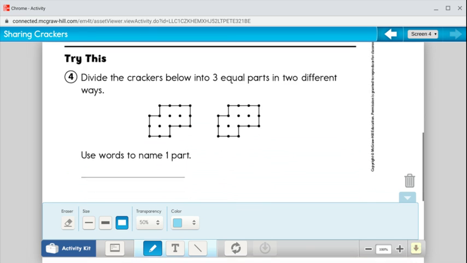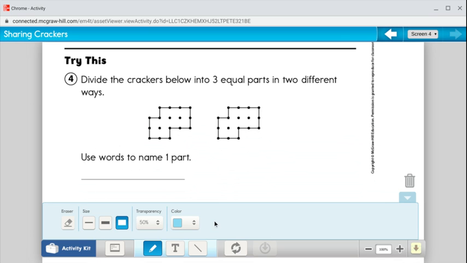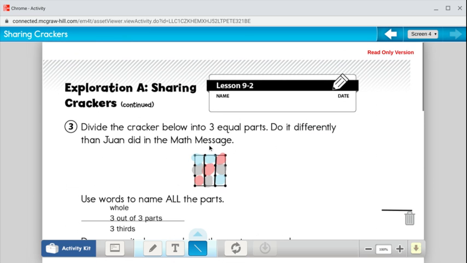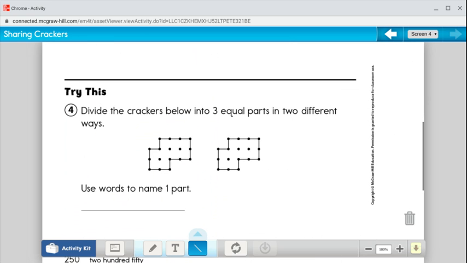All right. And this one down here is our last one. This is a try this. We're going to divide these crackers below into 3 equal parts, but in 2 different ways. All right. Let's see. First step, let's count all of the little squares on the inside. 1 little square, 2, 3, 4, 5, 6, 7, 8, 9. Okay. Now, this one up here also had 9. And when I split it into 3 equal parts, each person got 3 little squares because 3 plus 3 plus 3 is 9. So we're looking for giving each person 3 little squares.